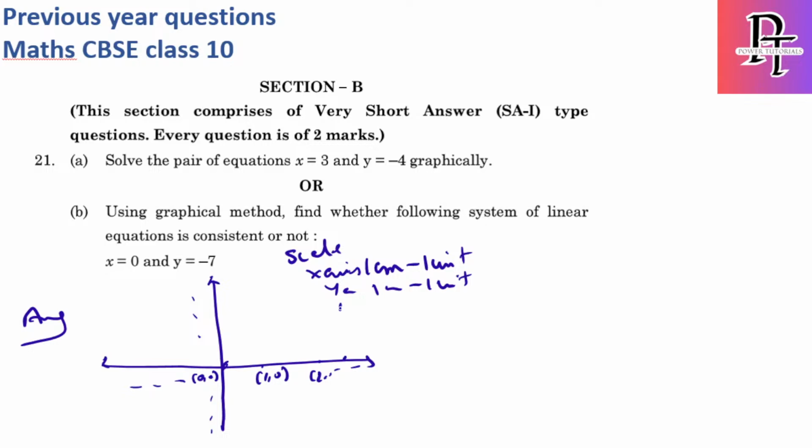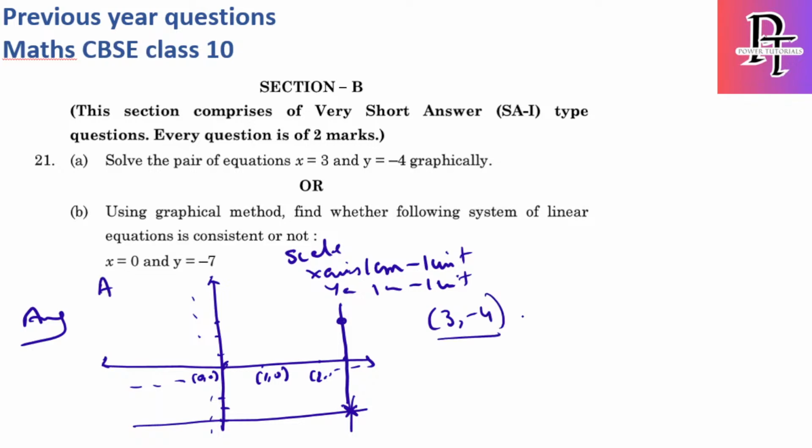The point of intersection of these two lines will be 3 comma, okay, y is equal to minus 4, so it should be at the bottom. 1, 2, 3, 4, so this will be the second line. These two lines will be intersecting at this point, which is 3 comma minus 4, and that should be the answer for the A part.